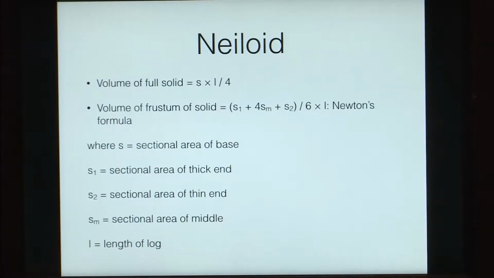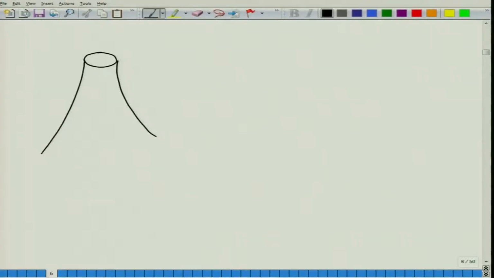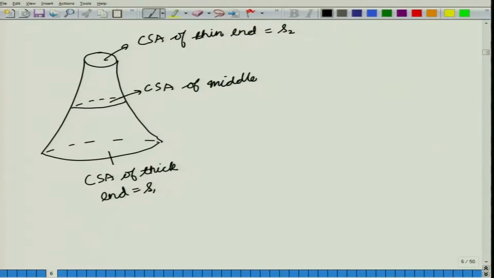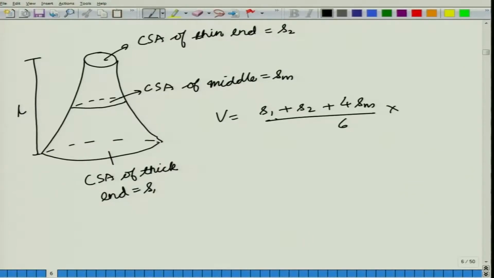So, in the case of a neiloid, the cross sectional area of the thick end is S1, the cross sectional area of the thin end is S2, then we take a middle point and the cross sectional area of the middle is Sm, and the length of the solid is L. So, volume is given by S1 plus S2 plus 4 times Sm divided by 6 into L, and this is known as Newton's formula. This is the volume of the frustum.